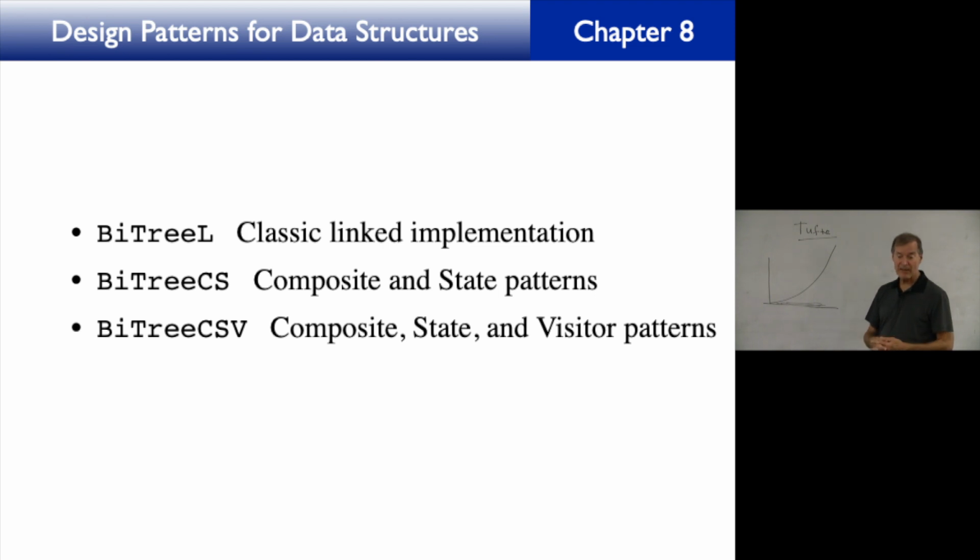So I think even though binary trees are two-dimensional, they have a left child and a right child, whereas a list is linear, I think this is going to be easier, actually. Now that we've done a linked version, a composite state version, and a composite state visitor pattern version of the list, this is probably going to be less time consuming for you to do.